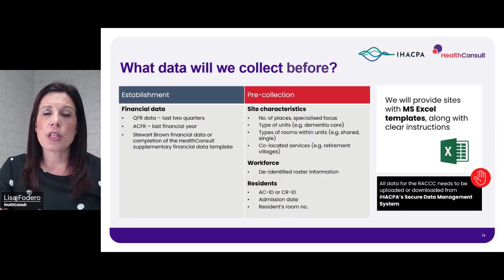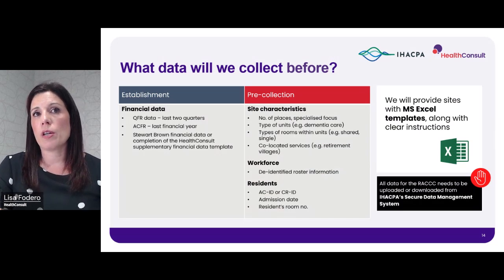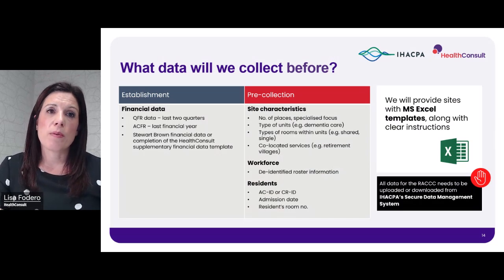Then the pre-collection, which is 3 weeks before it, we ask for some more information about your site. We want to know how many places you've got, whether you have a specialised focus, the types of units you have, whether you've got any specialised dementia care units, the types of rooms you have, whether they're shared or all single, and whether you have any co-located services with your home. We also ask for a de-identified roster information list. So this just provides us with the number of staff you have by different staff types that will be involved in the study. So your lifestyle officers, the number of ENs, RNs, etc.